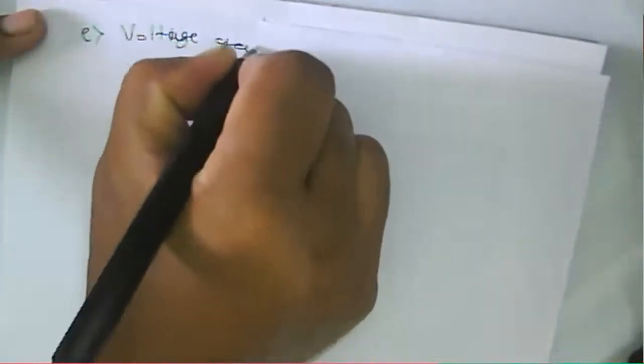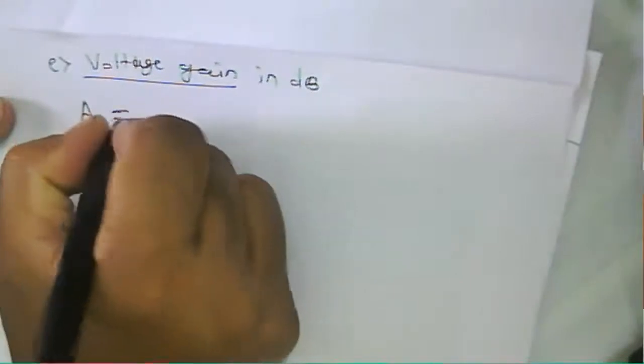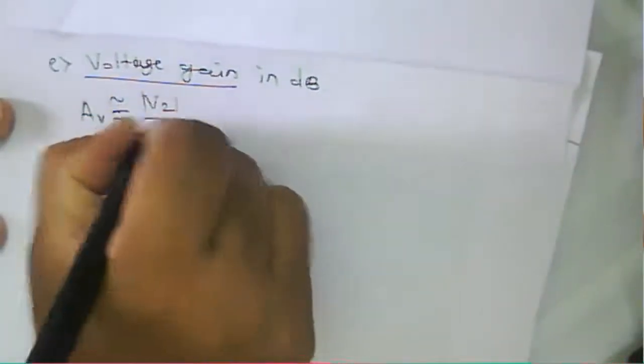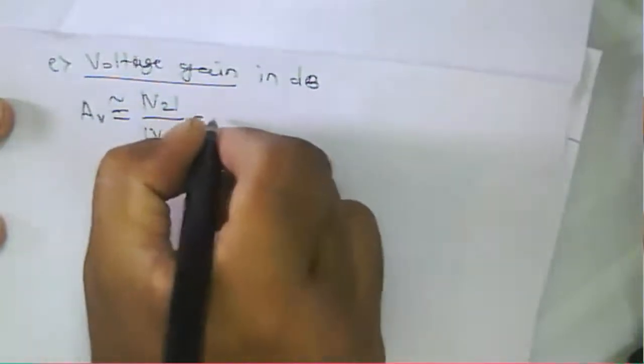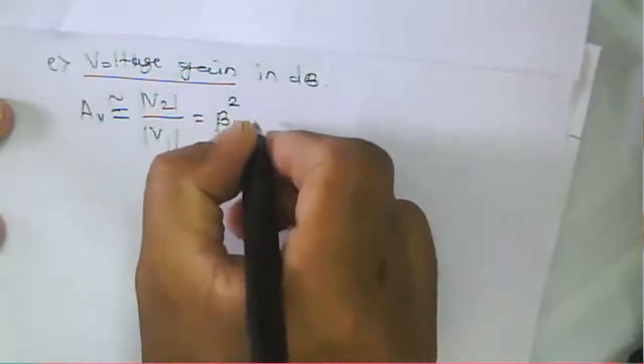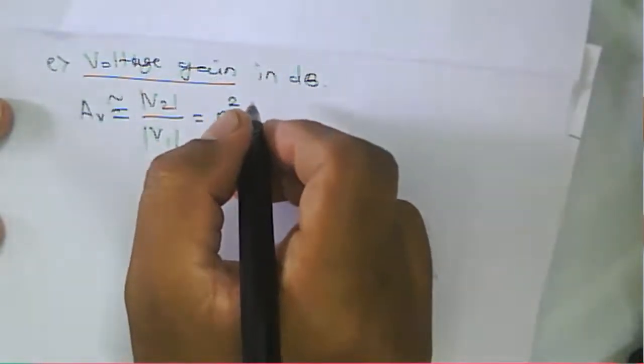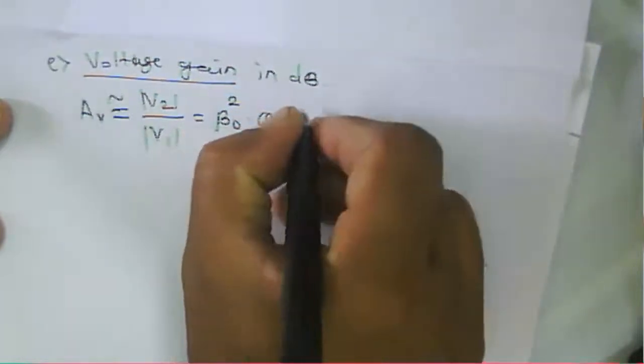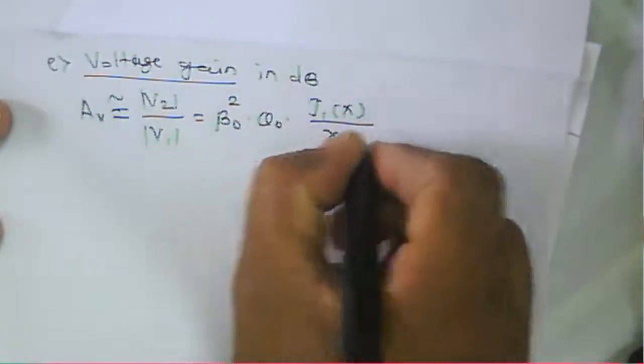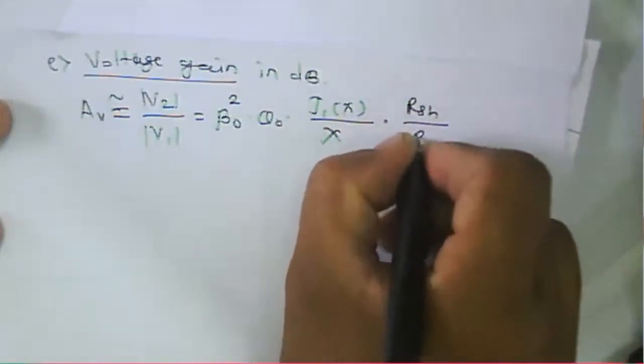So next, voltage gain in dB. To obtain the voltage gain in dB, we should consider that A_V is the voltage gain, approximately the ratio of V2 by V1, or we can say the output coupling parameter with the DC transit angle, given by x by x into R_sh by R0.